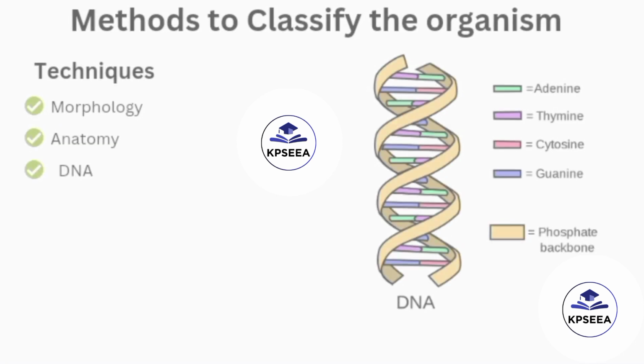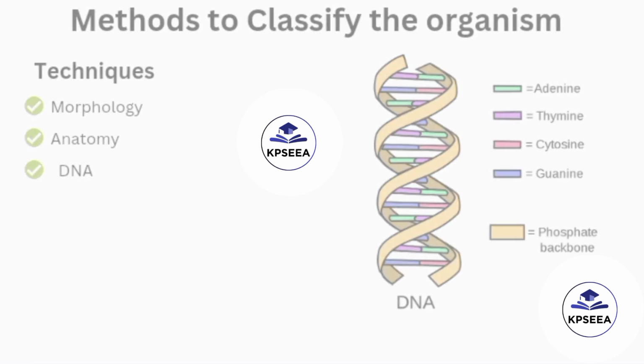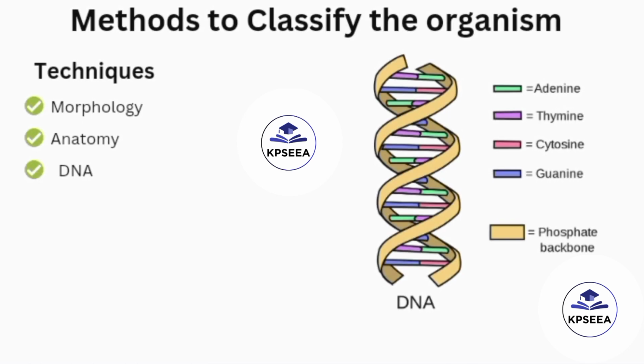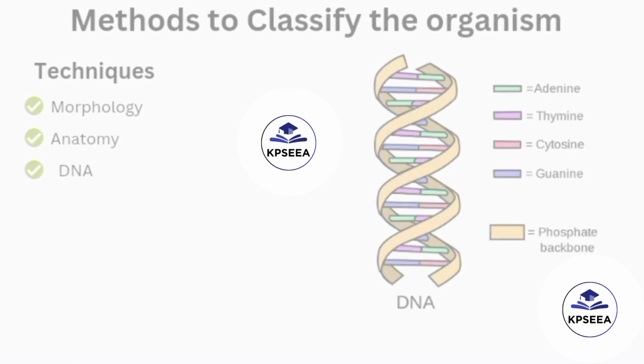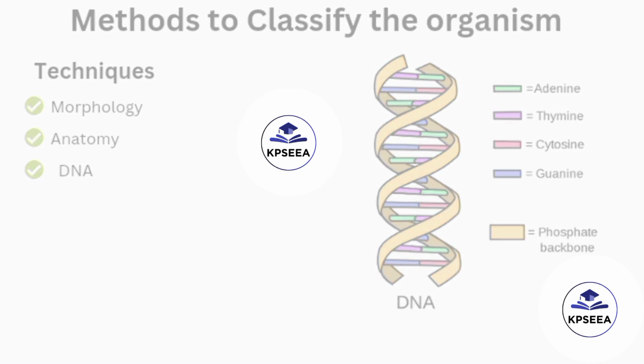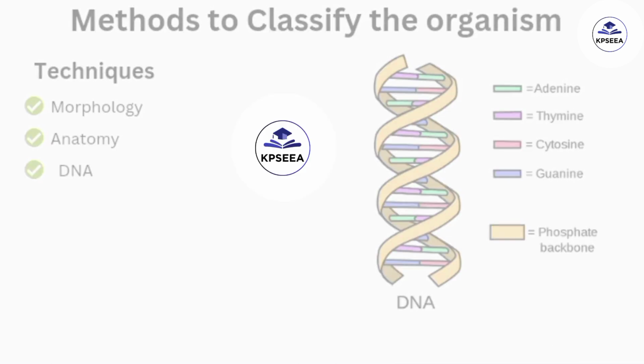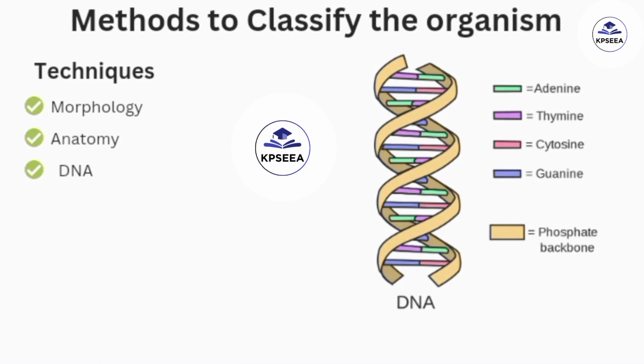The next one is the methods to classify organisms. Organisms are classified on the basis of morphology, anatomy, and DNA. The first two, morphology and anatomy, are techniques that were used in ancient times, in the past. But DNA is the modern technology to determine the organism. In DNA, there are four different types of nitrogen bases: adenine, thymine, cytosine, and guanine. The differences between organisms are identified on the basis of the sequence of these nitrogen bases.